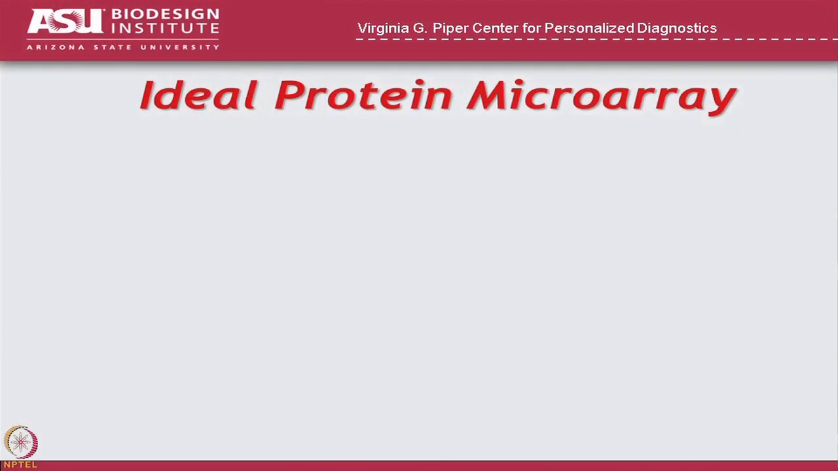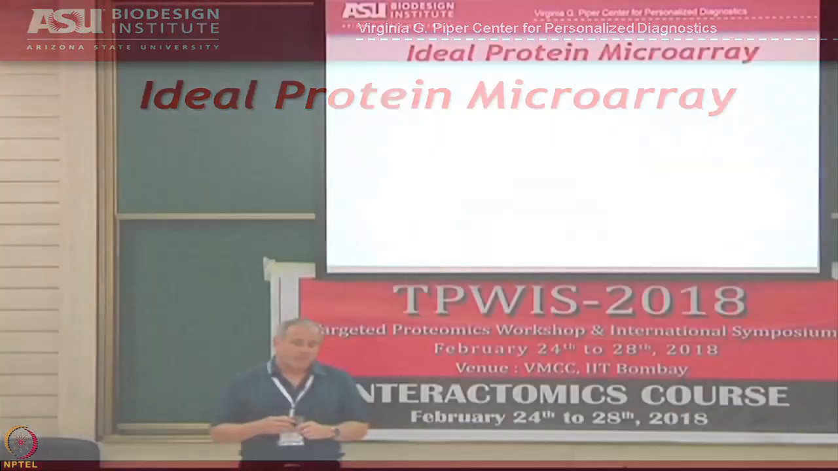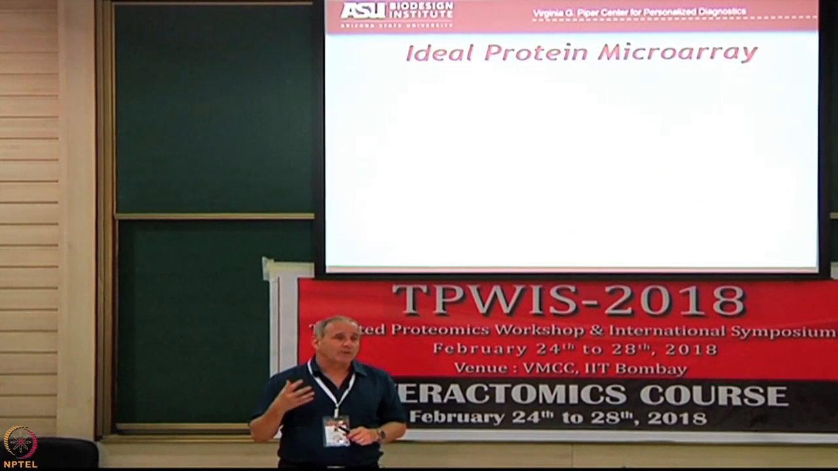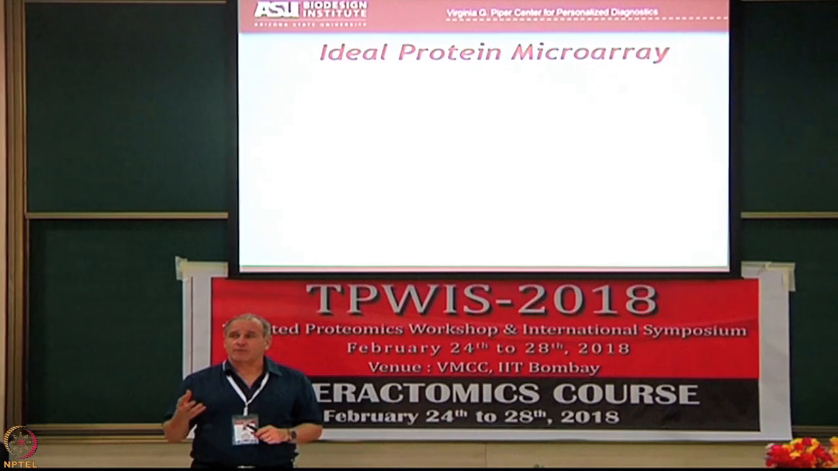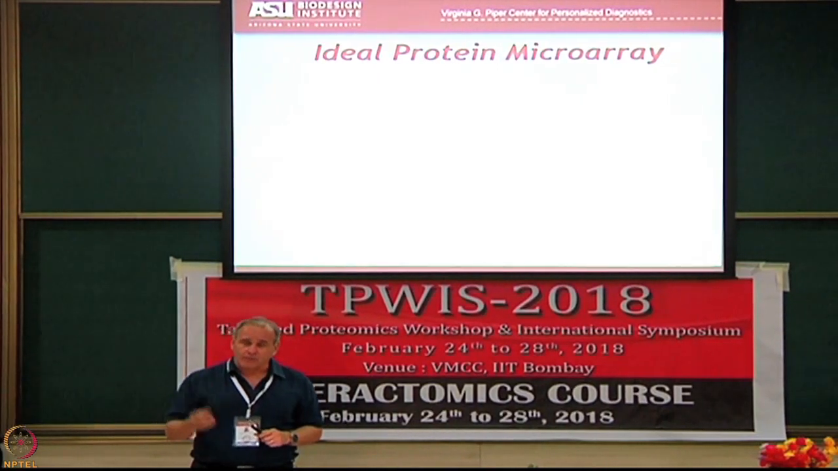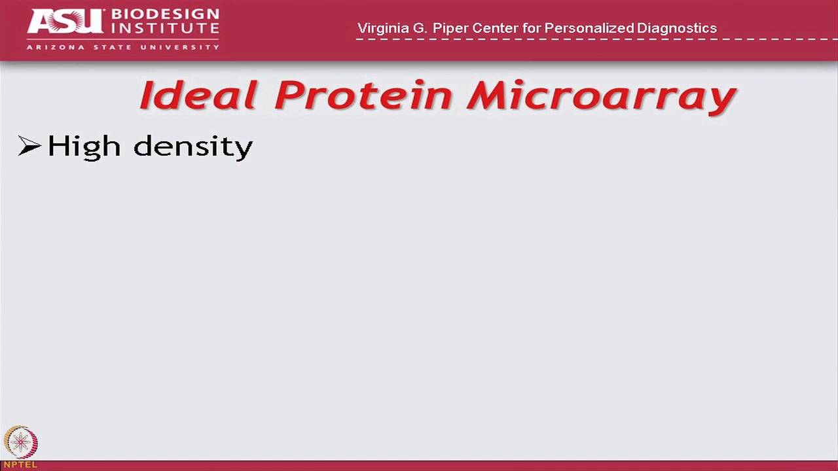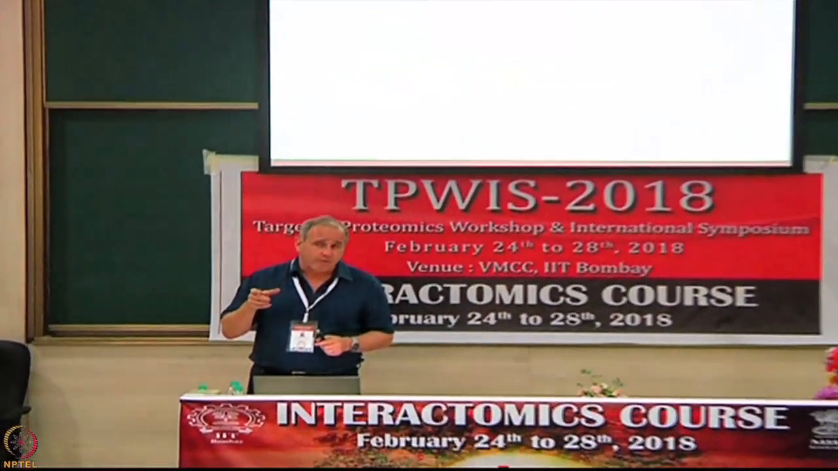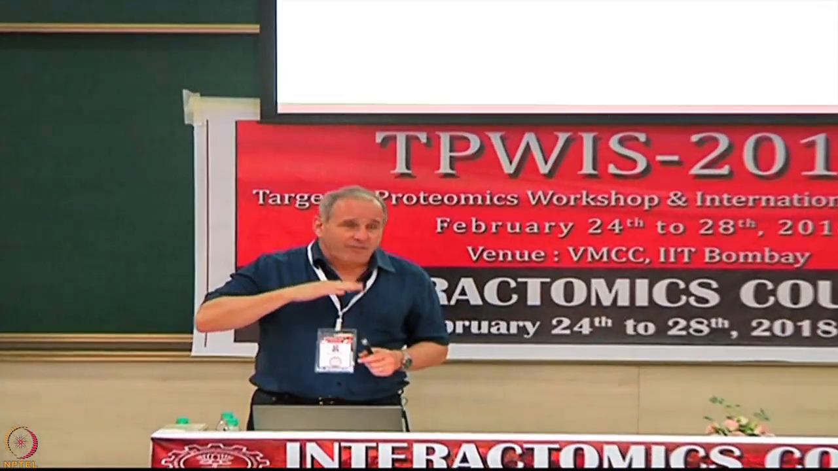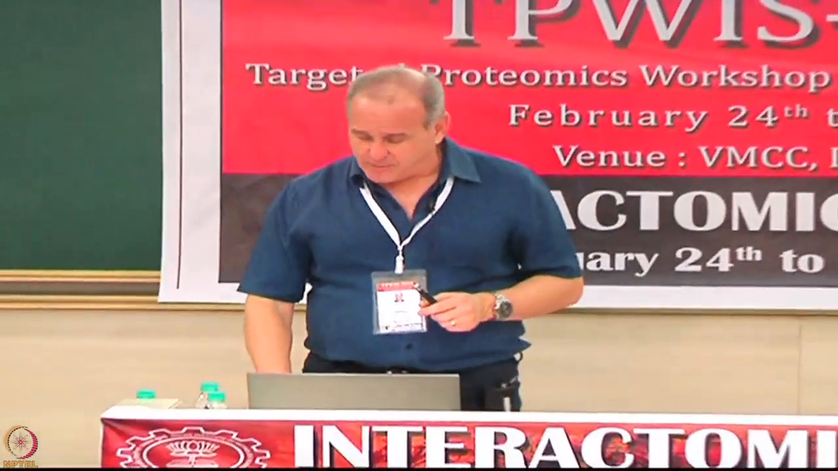So let's start here by asking the question, what are the ideal qualities that we want in a protein array? What would make an array a really good array? So I would argue the first thing has to be high density. The whole point of a protein array is to get lots of different proteins in a very small space so you can study it. Of course, you want to be able to work with small volumes. The advantage of a protein array is that you can take only a couple hundred microliters or a few microliters of serum and test thousands of proteins with that amount.